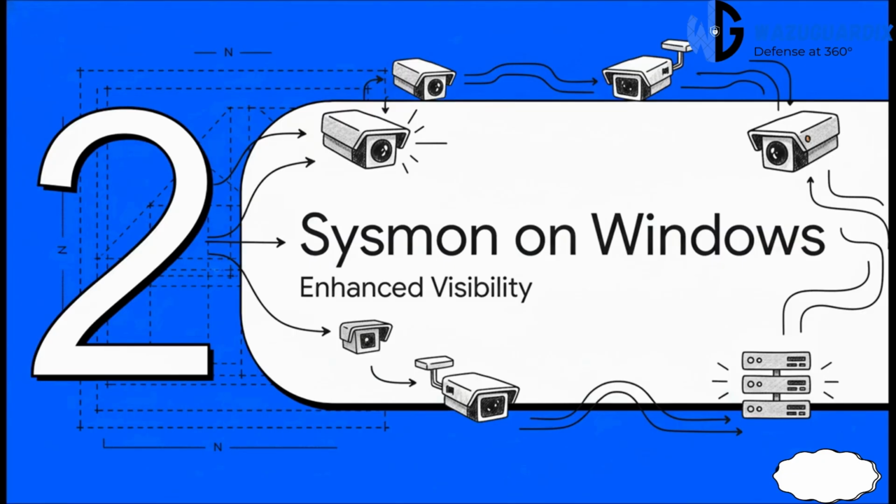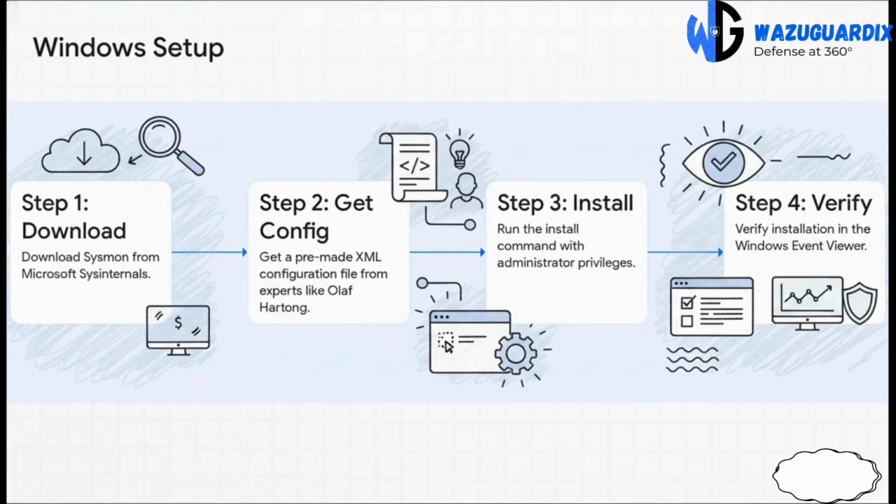We're going to start with Windows. This is going to be our blueprint for flipping on those high-def cameras and getting that video feed piped straight back to our security hub. And you know what? The process is actually surprisingly easy.